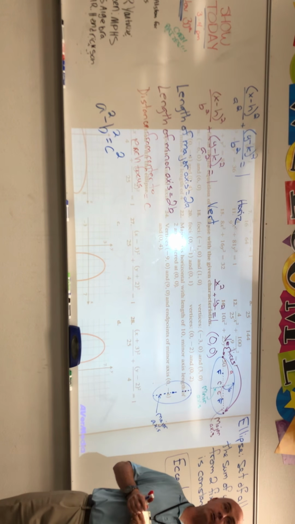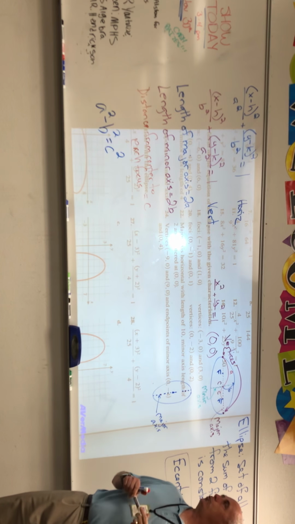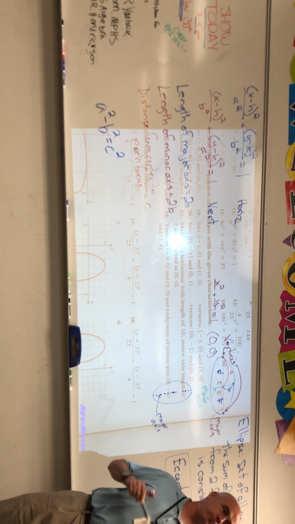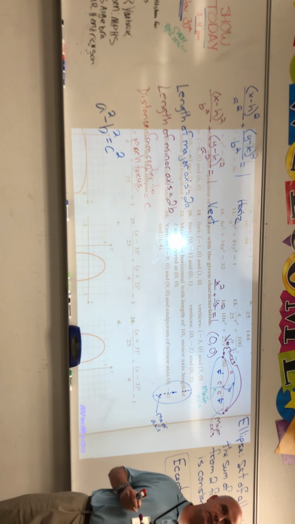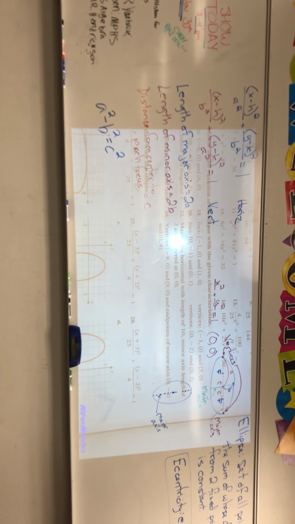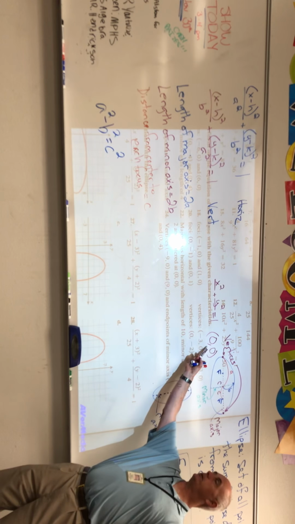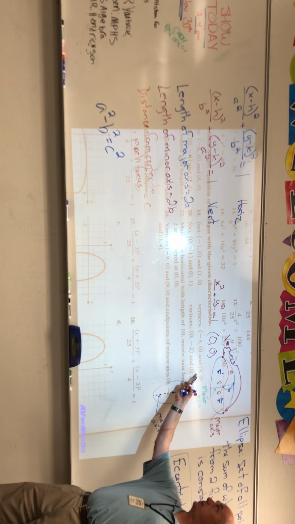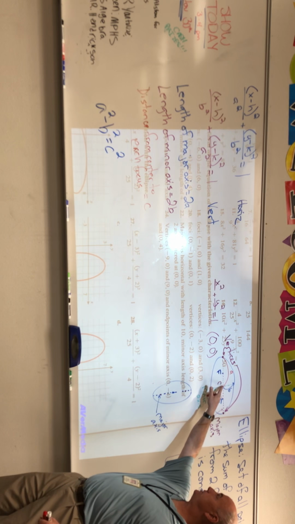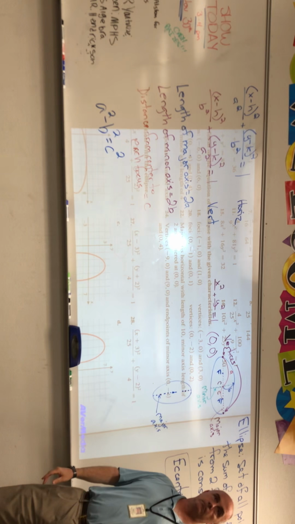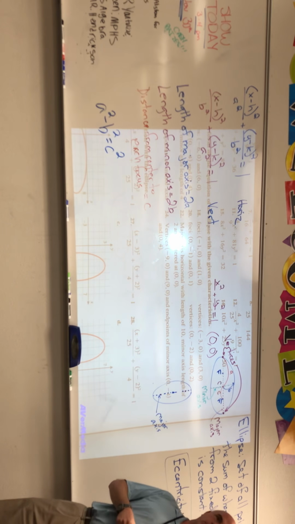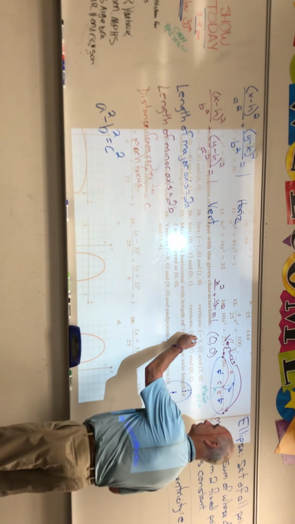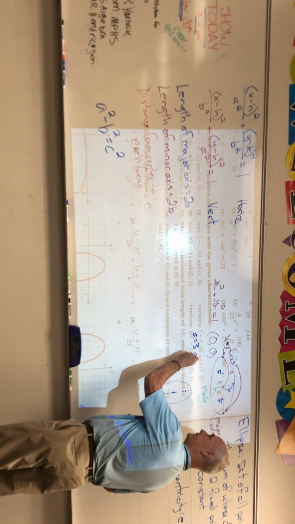Okay, so all we need are a and b. Do we know either a or b right now? Which one? a. How do we know a? Because we have the vertices. Since we know the center, and we know the vertices, and we know that a is the distance from the center to the vertex. How far is it from the center to the vertex? 3, which therefore means that a is 3, and a squared is 9.